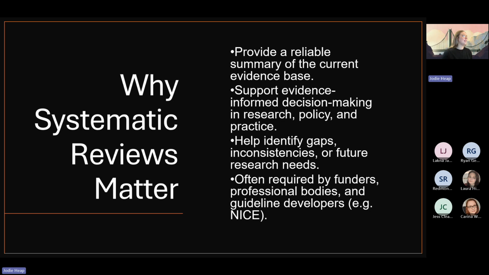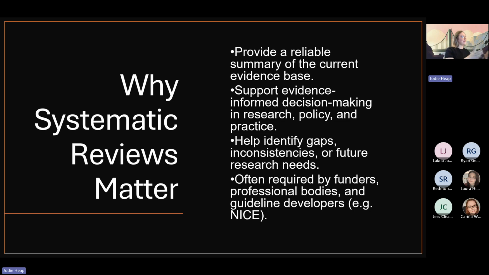The reason this matters is because it enables us to provide a reliable summary of the current evidence base. Journal articles are constantly being created and new research is being discovered, and we need to be able to capture the current information that exists on a subject or topic. We want to be able to present how we gathered that information, and we can use that to support evidence-informed decision making in things like research, more research, policy and practical applications. It enables us to help identify gaps or inconsistencies or future research needs.